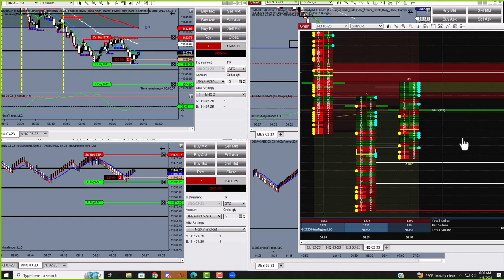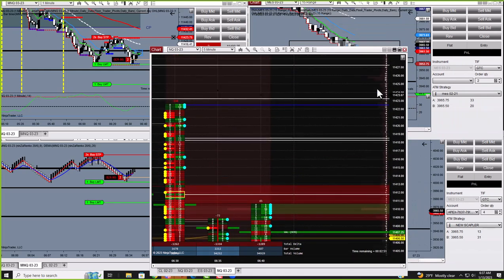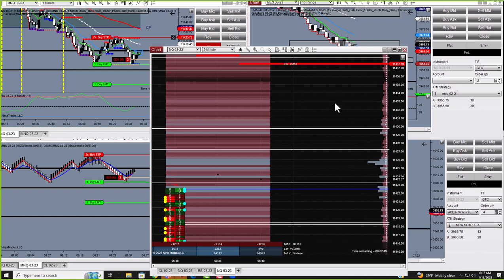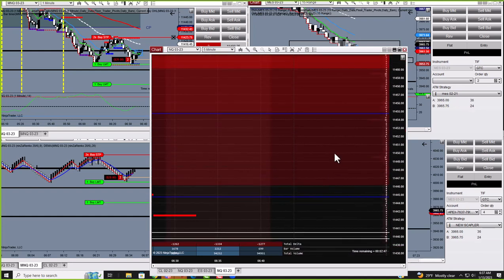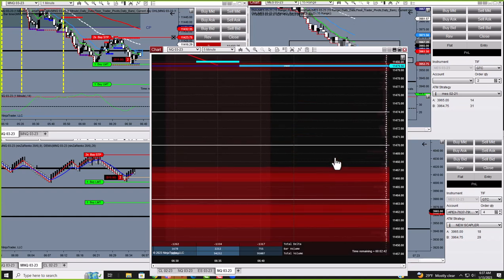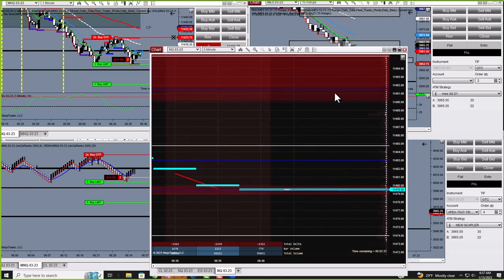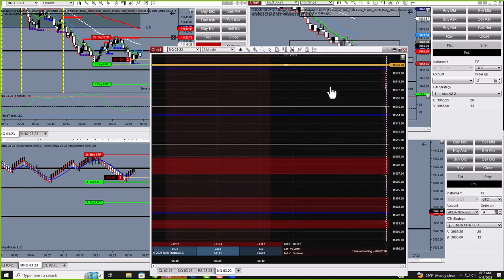We're losing sellers right here. And if we look over here, there isn't really any big sellers up here to come up and grab. So they've just been punching them in on the way down. So there's not a whole lot of big sellers up here. And I'm back above 500.